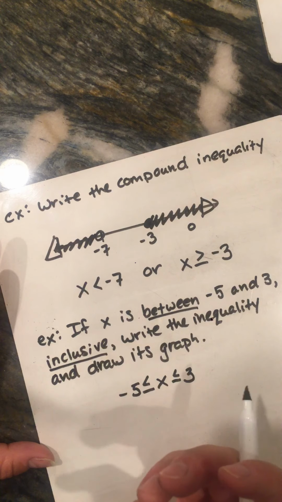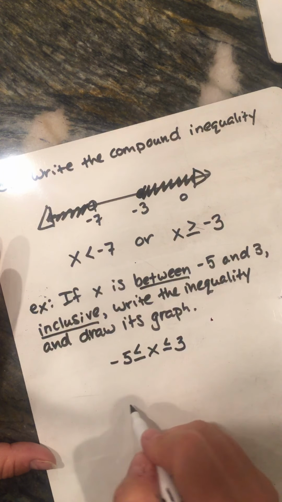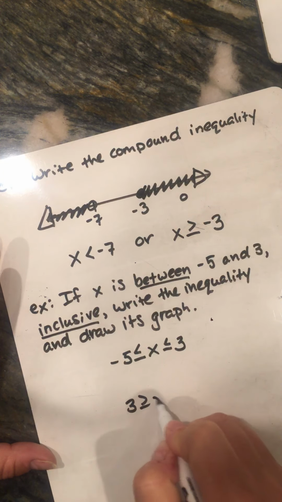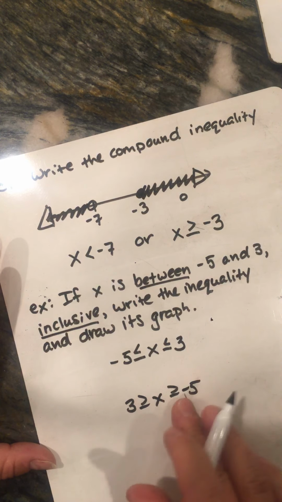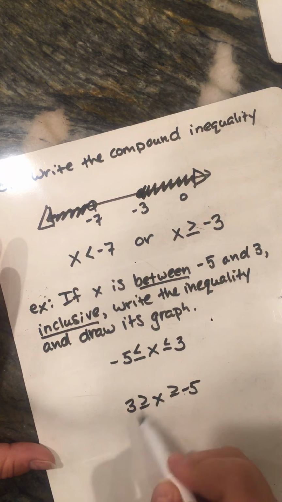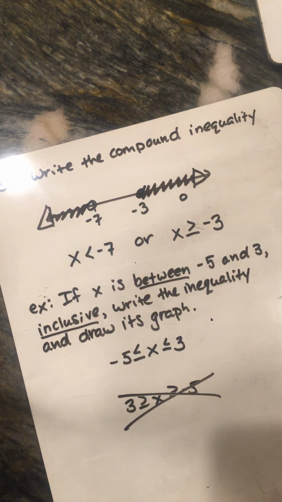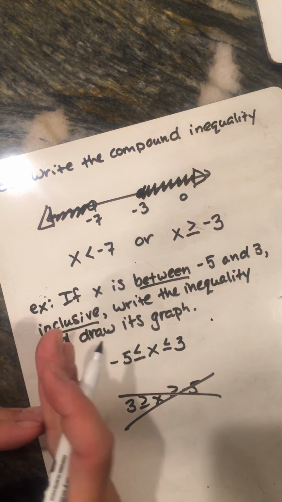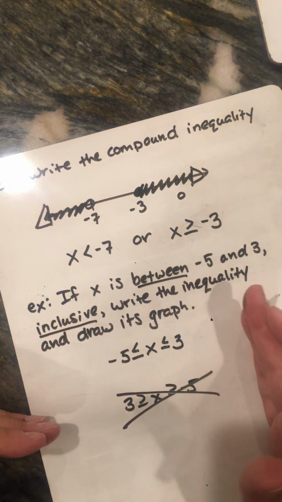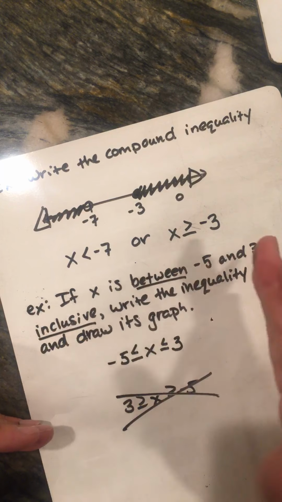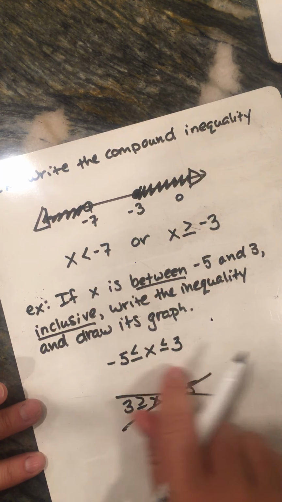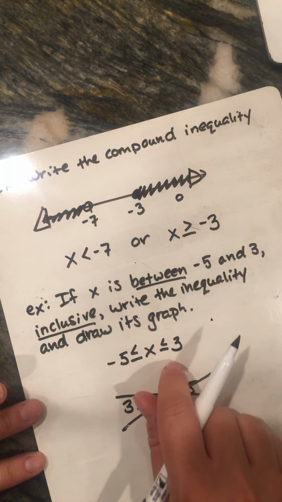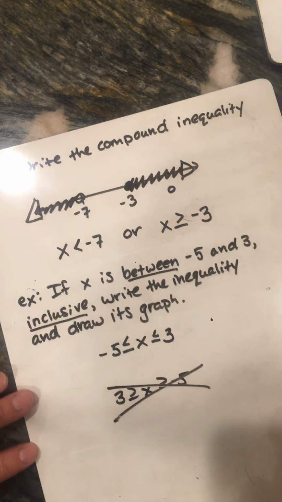We do not, it is not standard to do 3 greater than or equal to X greater than or equal to -5. That is not standard nomenclature for math. It's not written in order, right? We always read a number line from left to right, so -5 should naturally be on the left and 3 on the right because this is the smaller and negative, this is the larger positive. So please do not write them this way. Stick to the number line. And then we'll draw our graph.